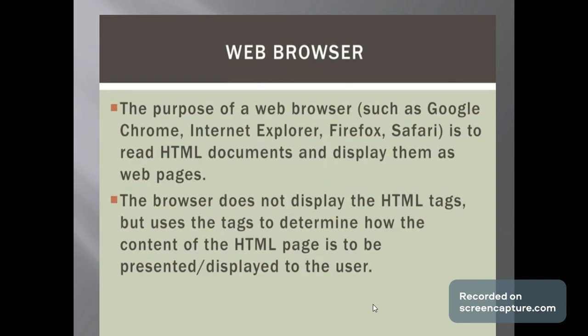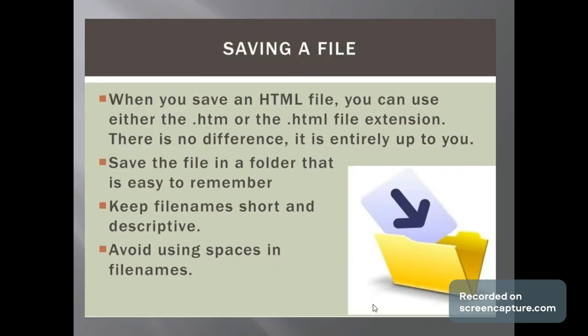Web browser. The purpose of web browsers such as Google Chrome, Internet Explorer, Firefox, Safari, and Microsoft Edge is to read HTML documents and display them as web pages. By the use of web pages, we can browse anything we want to search. The browser does not display the HTML tags but uses the HTML tags to determine how the content of the HTML page is to be presented or displayed to the user.